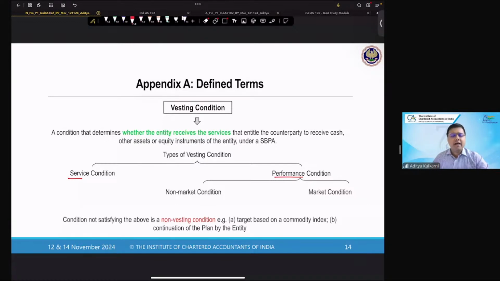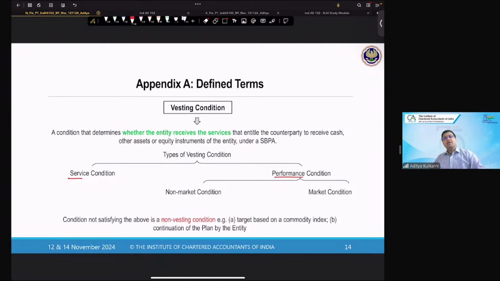So what is a service condition? Just be employed. आप काम मत करो, but be employed. In very layman language. Obviously, you will be expected to work, but my point is service condition requires you to remain employed with the organization. Targets are not required, not given to you. कुछ भी नहीं दिया है. Just your presence as an employee is enough.